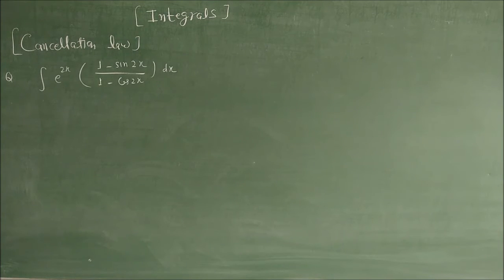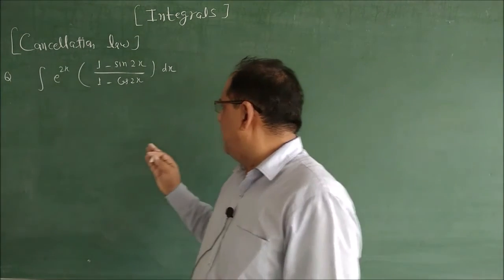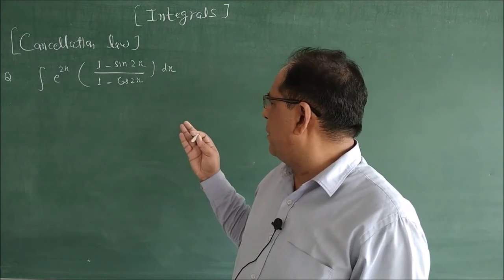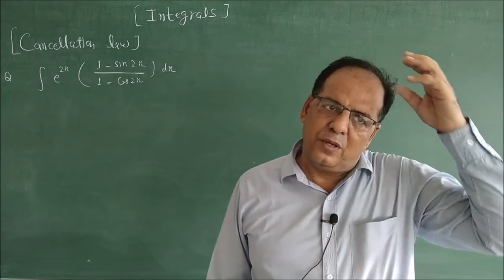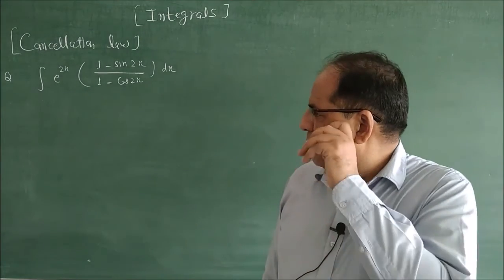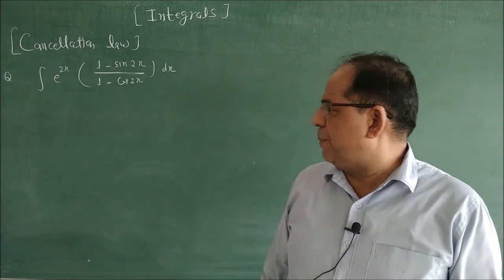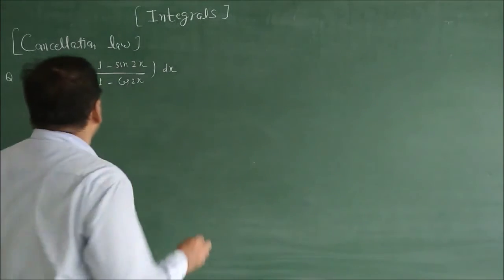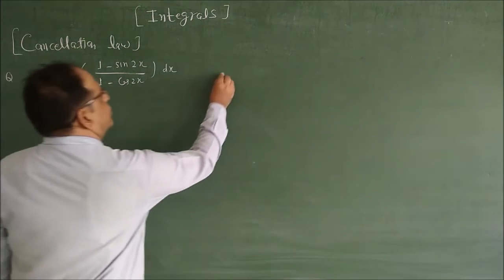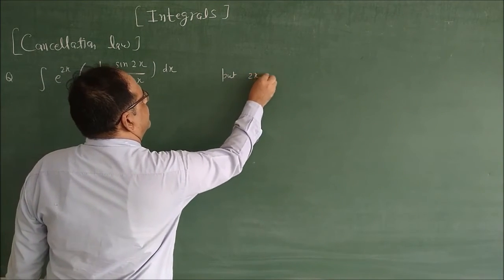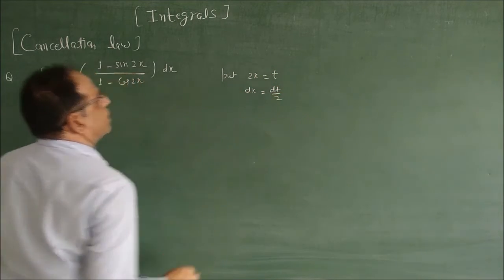Now I am taking one more important question based on the cancellation law, in which e to the power 2x into (1 minus sin 2x) upon (1 minus cos 2x). Before using the cancellation law, we must make sure that the power of e is converted into the power x. So put 2x equal to t, this becomes dx equal to dt by 2.